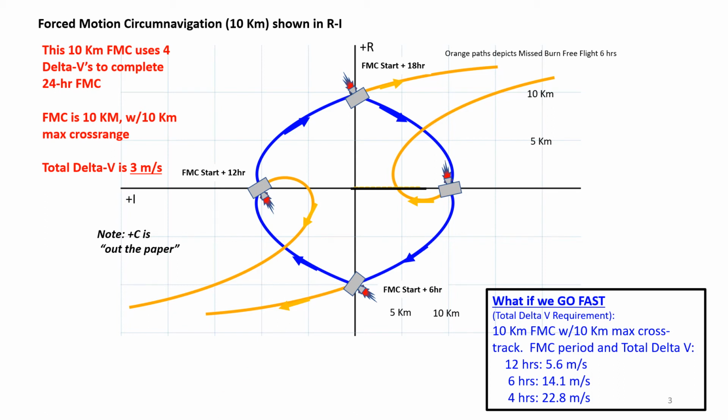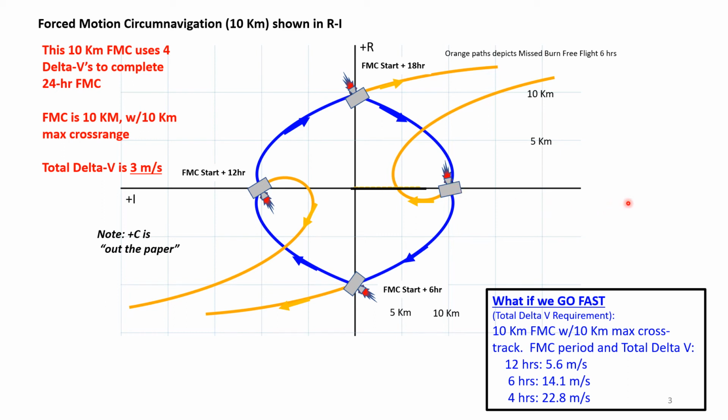So you may ask, can we go faster? Heck yeah, we sure can. Over here, what if we go fast? We're going to do the 10-kilometer FMC with 10-kilometer max cross-track. If we want to do that whole lap in 12 hours, it's 5.6 meters per second total. What if you want to do it in 6 hours? That's 14. What if 4? Man, that's smoking. Whoosh, all the way around there. 22 meters per second. So these burns would be really bigger to really wing around that target. So that's how that works.